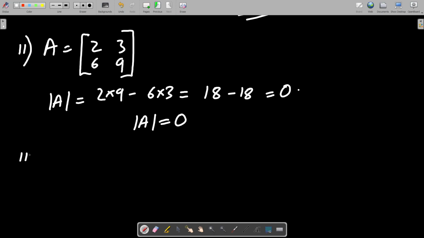Okay, one more example we will do. 3, A is equal to 2 3 4 0.